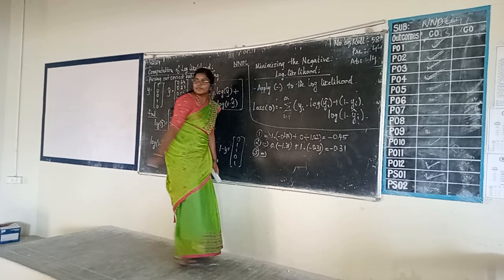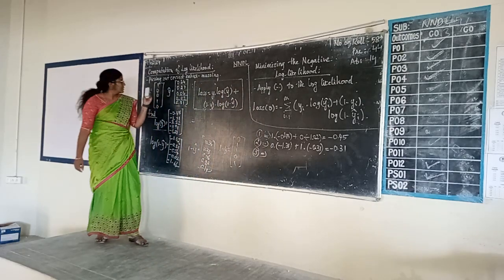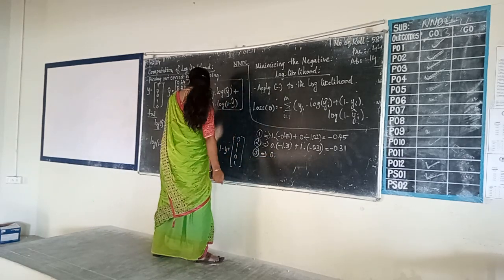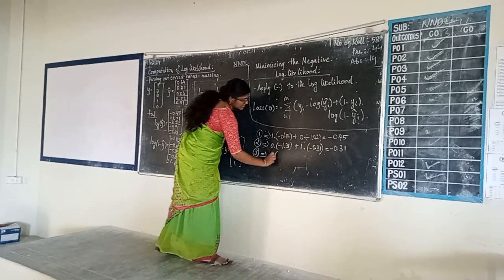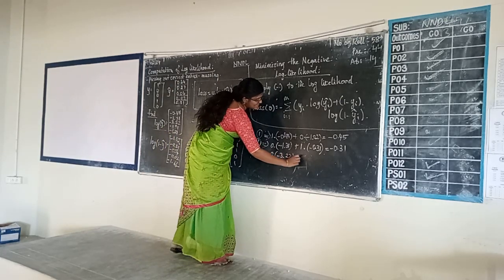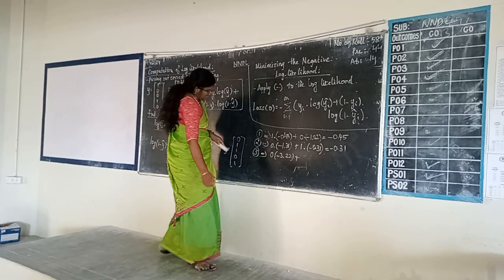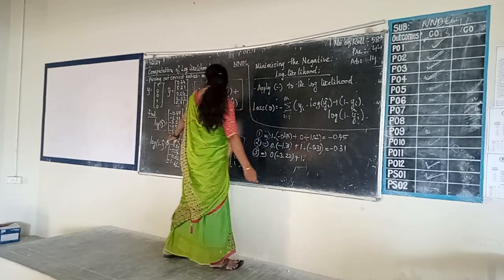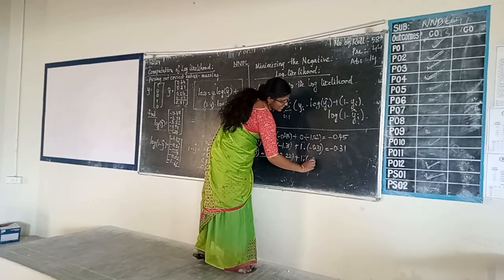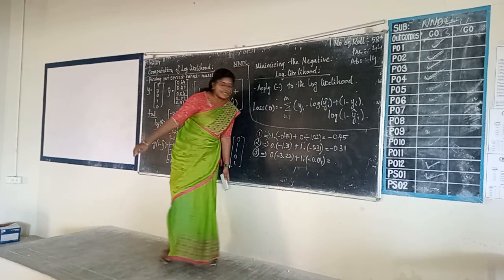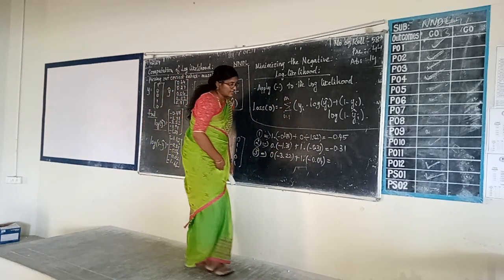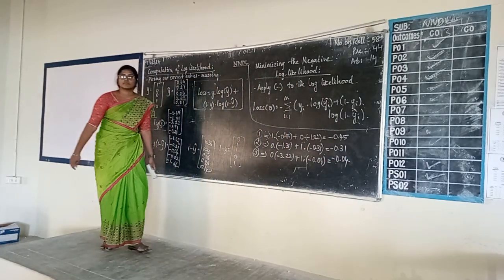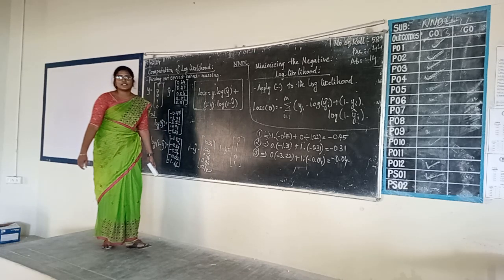Third value of y is 0. So 0 into minus 3.22 plus 1 into log of 1 minus y cap, which is minus 0.04. The value is minus 0.04.